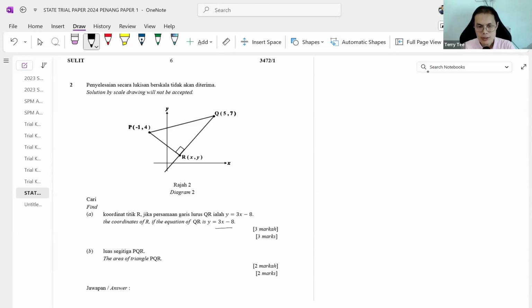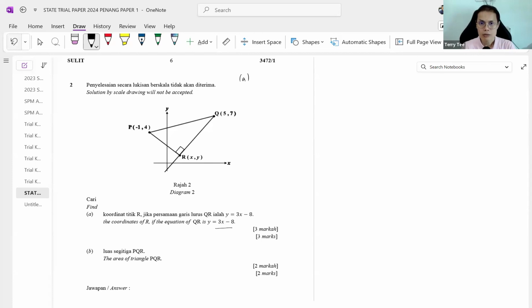Okay, so notice when you see a 90 degrees here, meaning we need to use m1 times m2 equals negative 1. They're perpendicular to each other. But we need to first identify the gradient of line QR. Your equation of QR is given. Okay, let me write here.